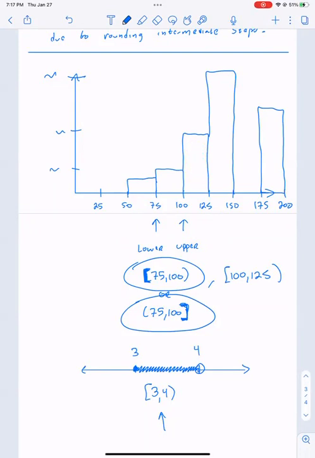Yes. Again, that's your choice. You pick whether you want to use left bracket, right parenthesis, or left parenthesis, right bracket. But whatever you pick, just be consistent the whole way through.